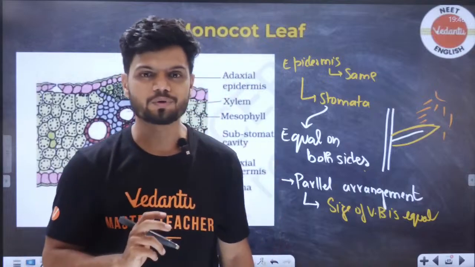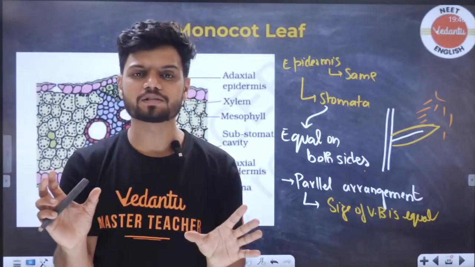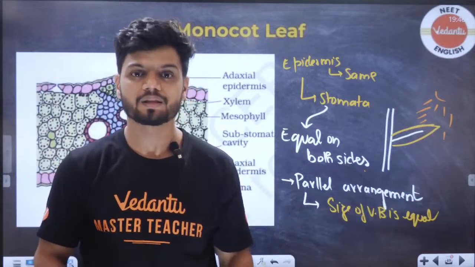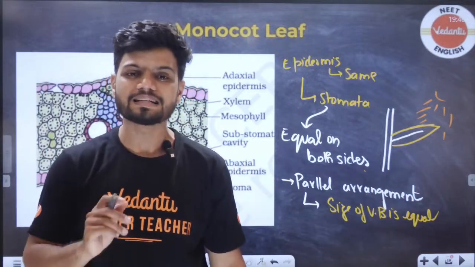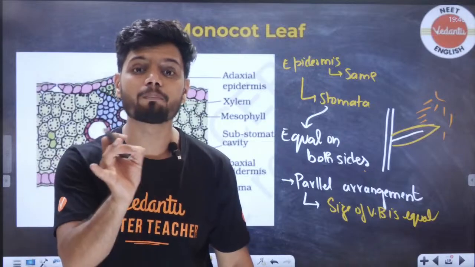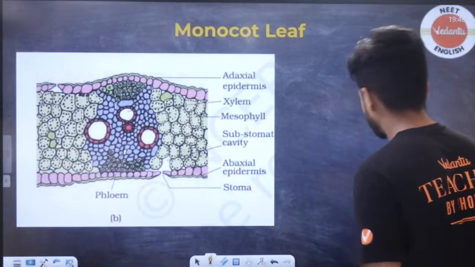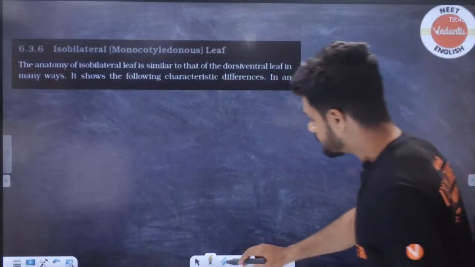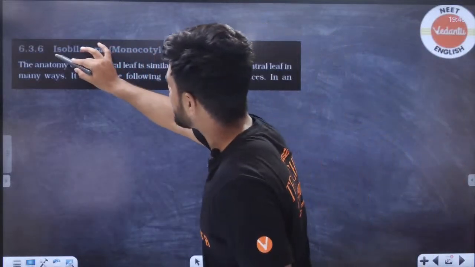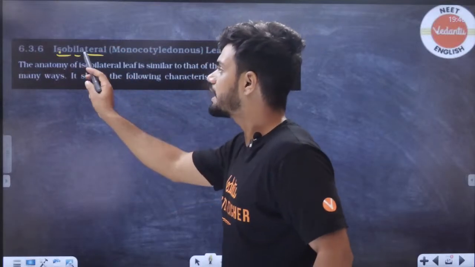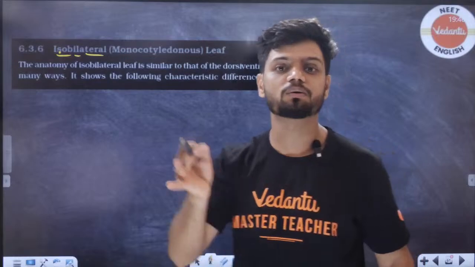Now apart from that, students, there is nothing called palisade, there is nothing called spongy. That is why it is called isobilateral. The meaning of iso is same, bi means both, lateral sides. So the same type of mesophyll is present on both the sides.